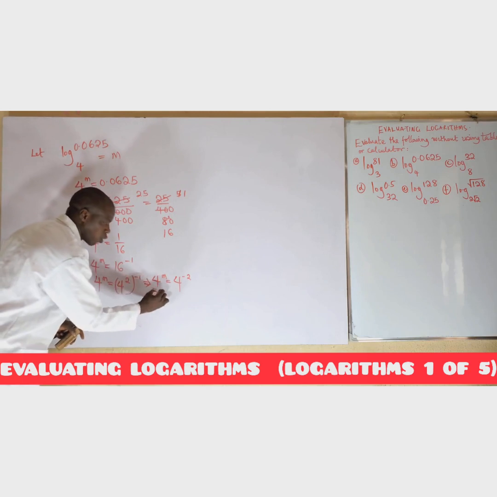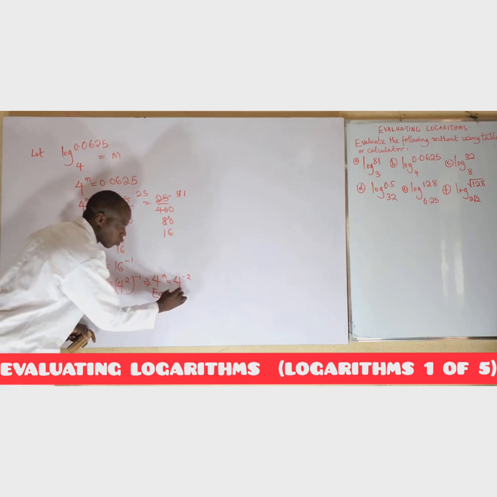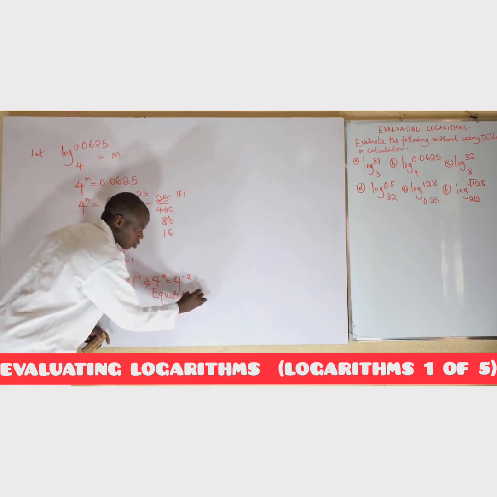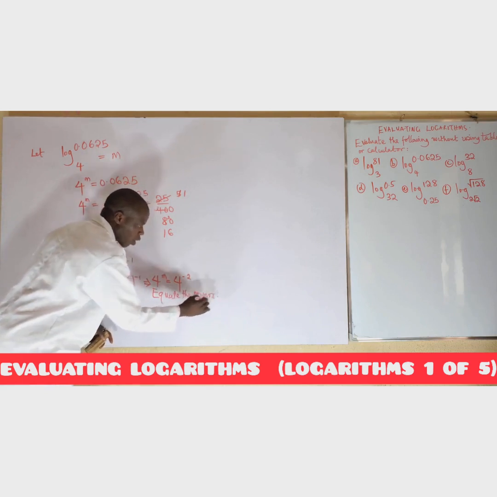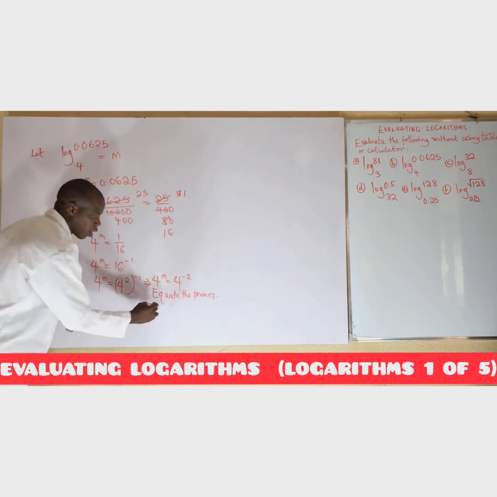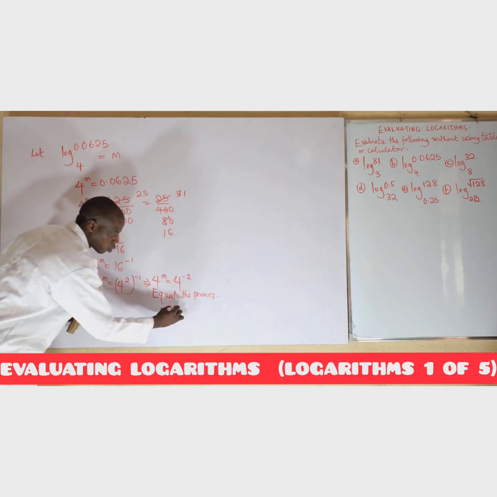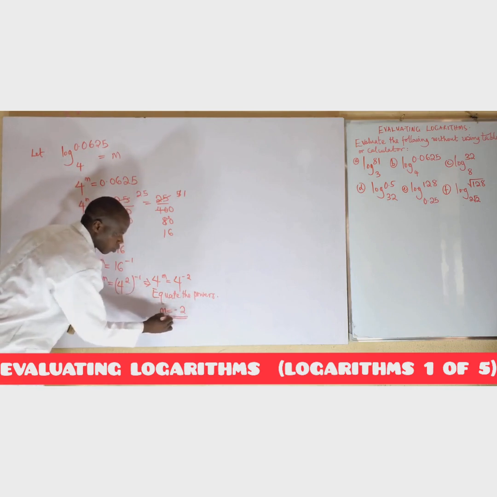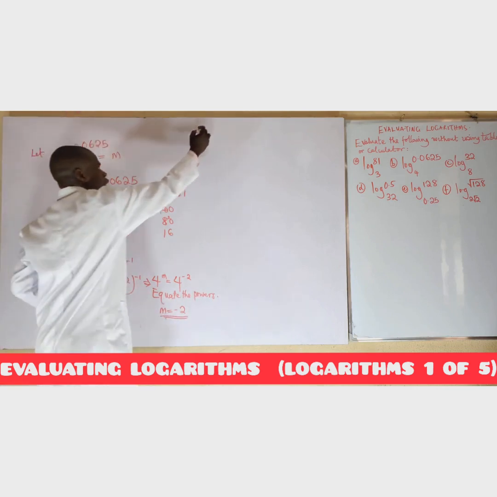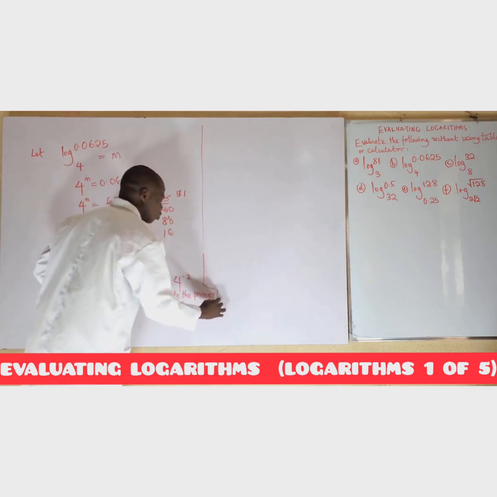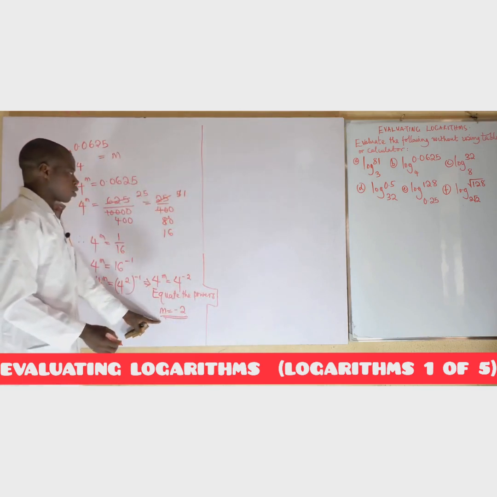Then you are going to equate the powers. When you equate the powers, what will you have? You have m equal to minus 2. M is minus 2. Now, doing it the other way around, we can as well solve this by considering the second approach.